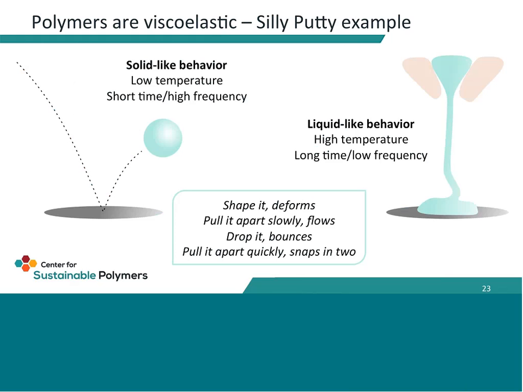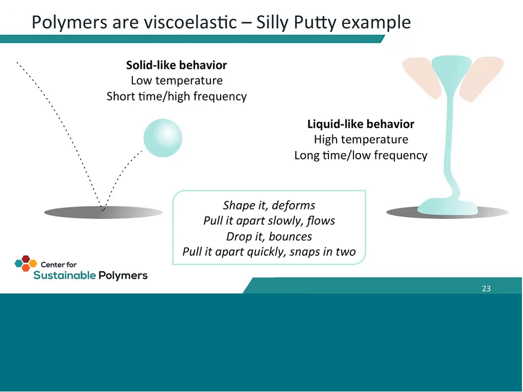At high temperature or over long periods of time, the silly putty will behave liquid-like. So if you leave it on the table and walk away, the material will deform to the shape of the table or whatever it's on. And so this is a very classic example of viscoelastic behavior.